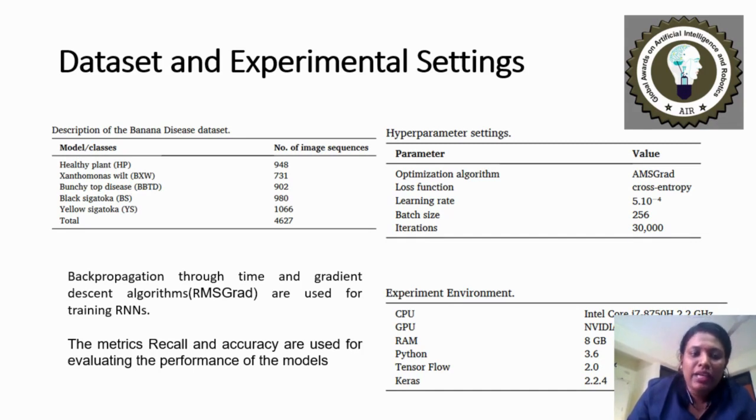We are using back propagation through time and the gradient descent algorithm for training, and we are using the evaluation metrics recall and accuracy for evaluating the performance. For comparing the results, we initially set the parameters the same for every model. That is, the optimization algorithm is RMSprop, the loss function is cross entropy, the learning rate is 5 x 10 raised to -4, the batch size is 256, and the iterations are 30,000. The experimental environment is an Intel i7-8750 at 3.3 GHz, an NVIDIA graphics card, and 8 GB RAM. Python 3.6, TensorFlow 2.0, and Keras 2.2.4 are used for experimentation.